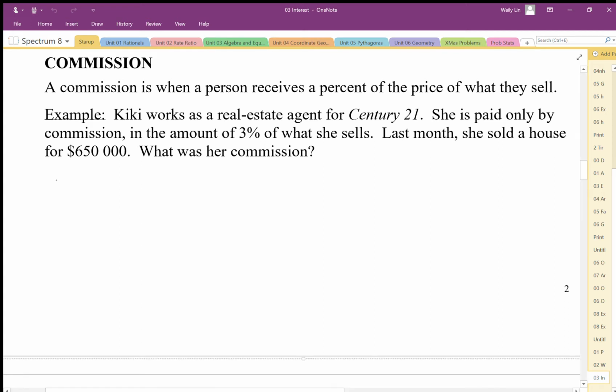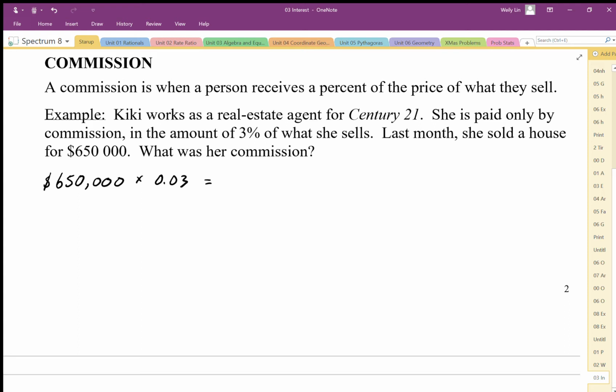So we're going to use 650,000. We're going to multiply that by, in this case, we don't need 100% because she's not going to earn all of that. She's only going to take a portion or fraction of that, which is 3%. So we multiply by 3%. We end up with 650,000 times 0.03, and we end up with $19,500, which is pretty good. That's not a bad day of work.